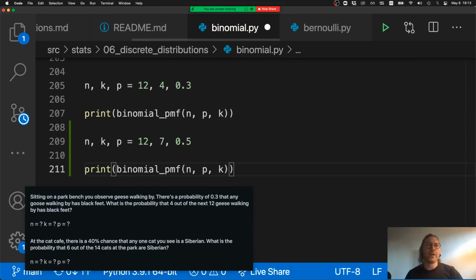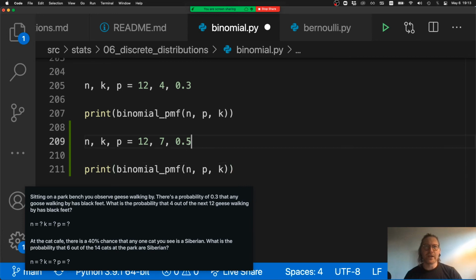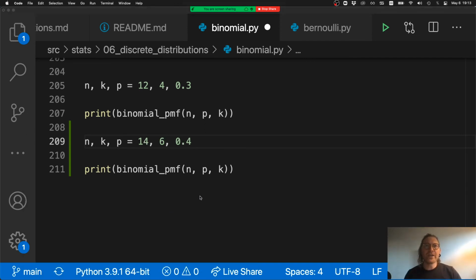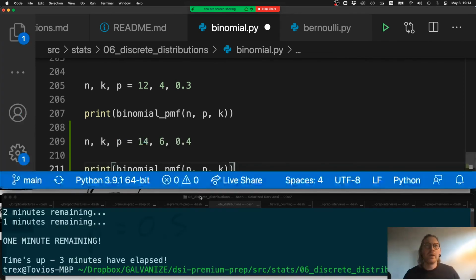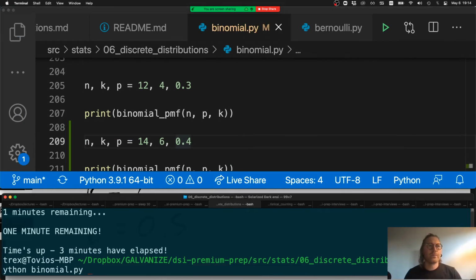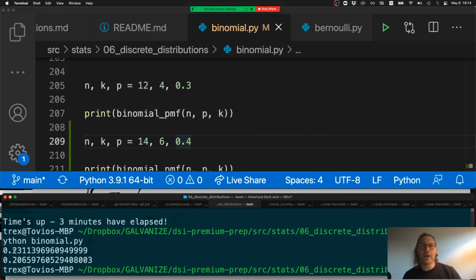The next one, at the cat cafe, there's a 40% chance. That sounds like a 0.4 probability that any cat you see is a Siberian. What is the probability that 6 out of the 14 cats at the park are Siberian? 6 out of 14. So that should get us our results. And let me save. So it looks like 0.23 and 0.21.